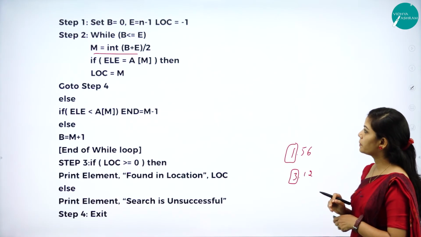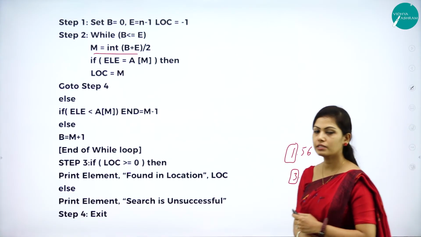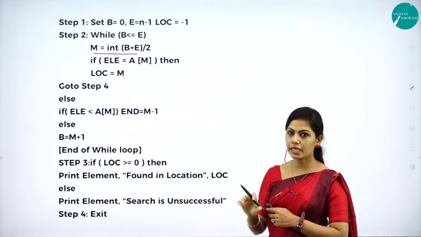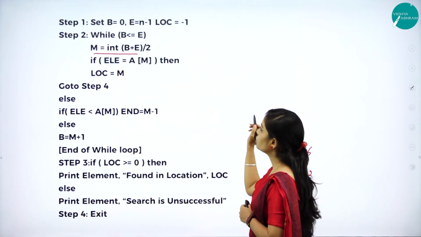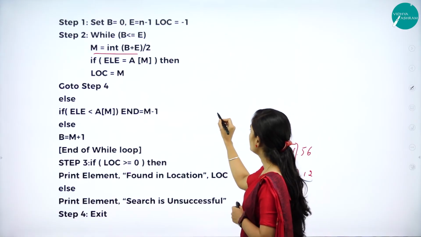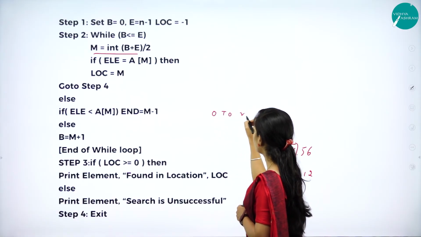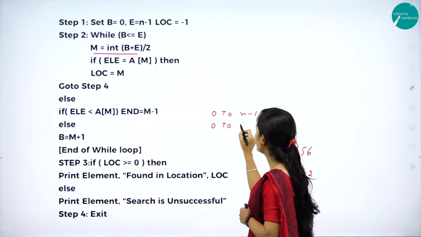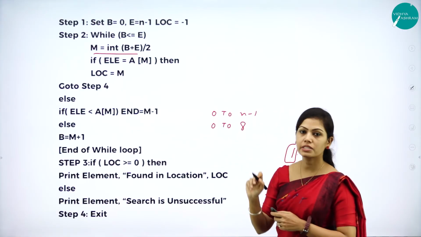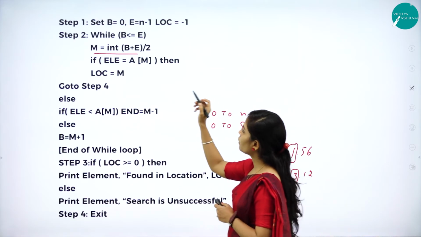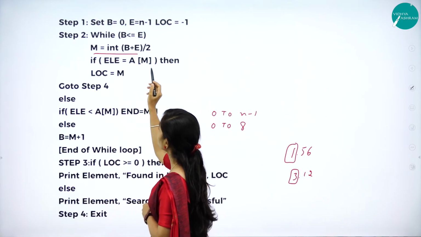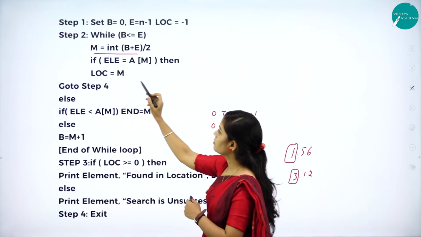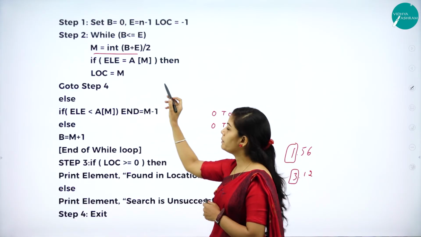This is one example for binary search. Using this example, I will explain the algorithm. So set B is equal to 0. B means beginning value, that is 0, to end value is n minus 1. So 0 to n minus 1. In the example problem, I have considered it is 0 to 8. Location I have said it is minus 1. And while we are using the while condition, if B is less than or equal to E, then M is equal to int of B plus E by 2.